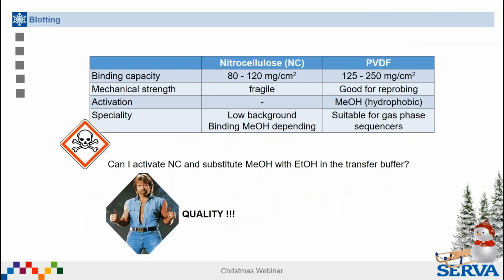Maybe you do not want to stain, you want to blot, you want to make an immunoblot. There are many possibilities to go. So you have nitrocellulose as membrane or PVDF. The binding capacity is a little bit different in between. The big disadvantage of nitrocellulose is that it is very fragile, so you really need to be very, very nice to your nitrocellulose if you want to have it in one piece.